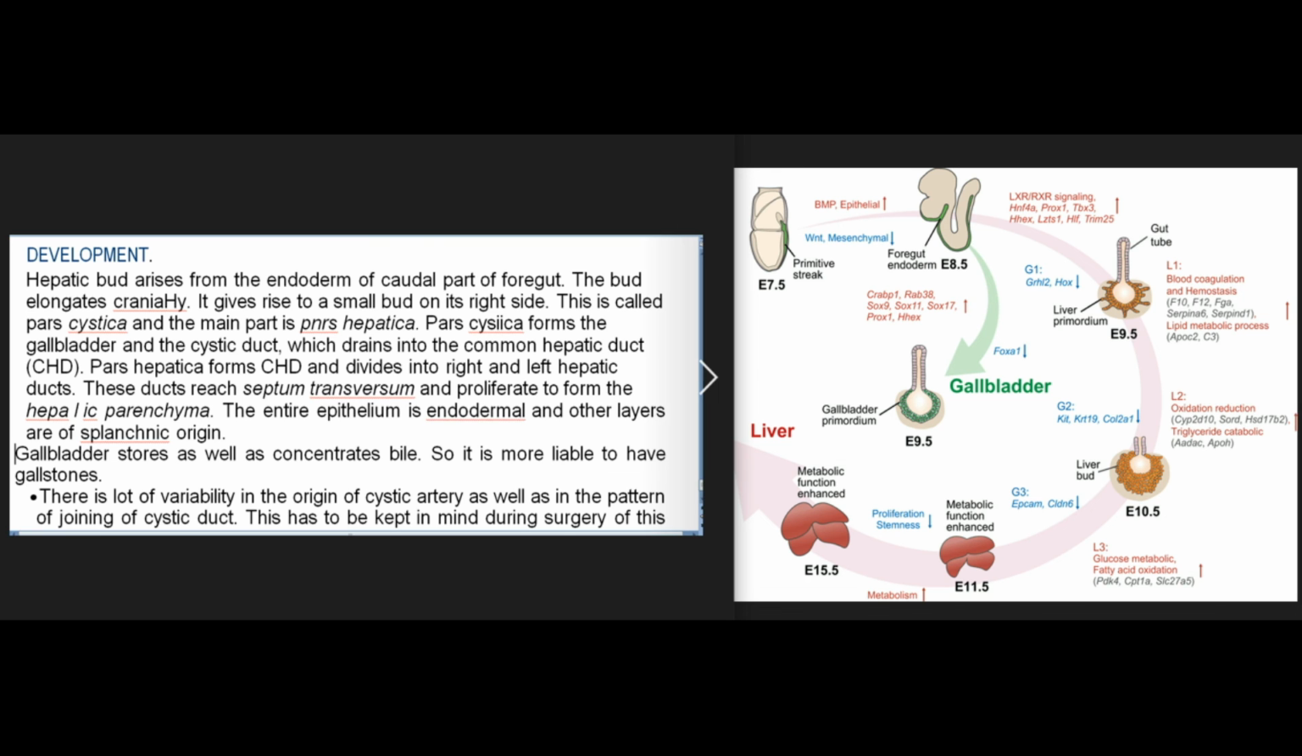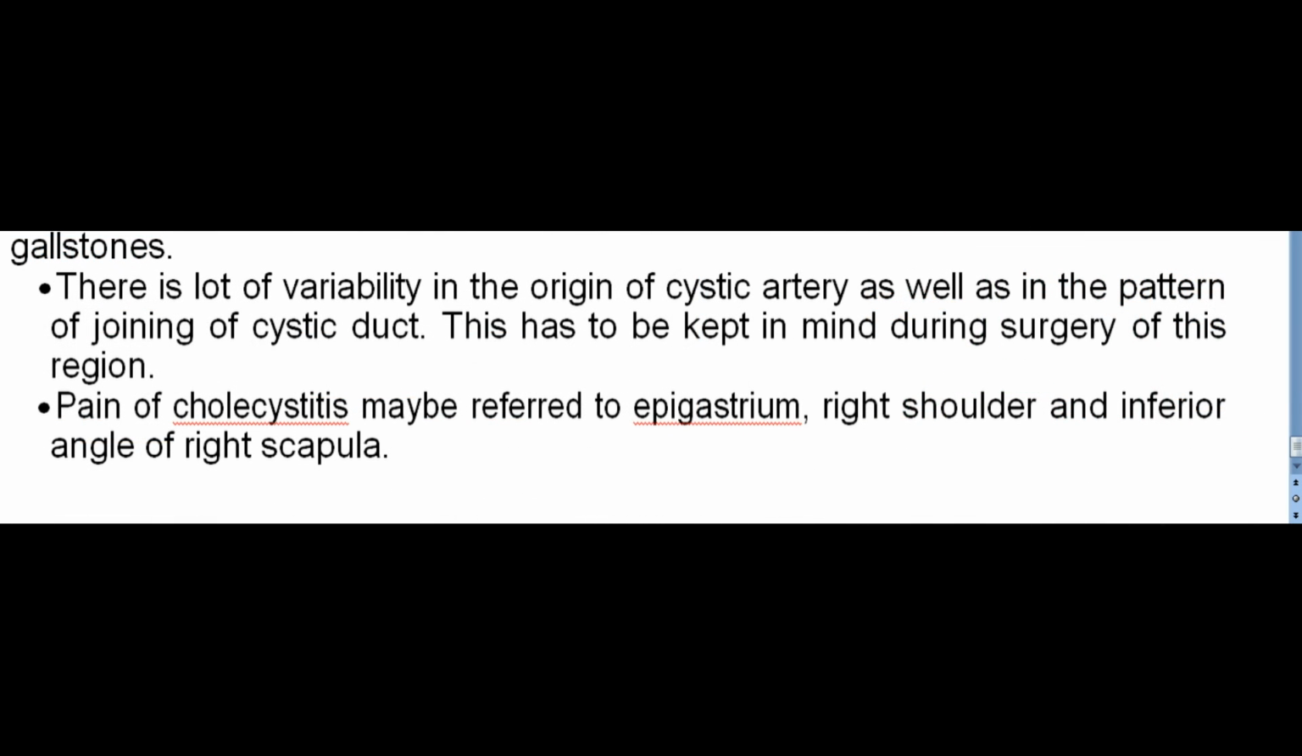Gallbladder stores as well as concentrates bile. So it is more liable to have gallstones. There is a lot of variability in the origin of cystic artery as well as in the pattern of joining of cystic duct. This has to be kept in mind during surgery of this region. Pain of cholecystitis may be referred to epigastrium, right shoulder and inferior angle of right scapula.